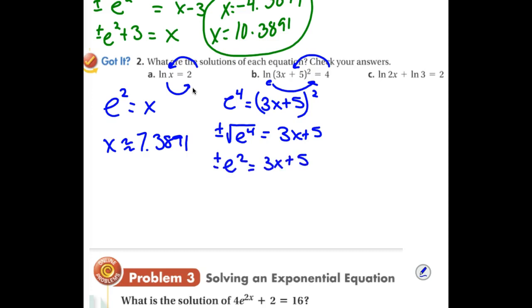To solve for x, I'm going to subtract the 5 over. And then I have to divide out the 3. Okay? Again, that would be the exact answer. What are some approximations for those two values? .796. Yes? And what's the other one?